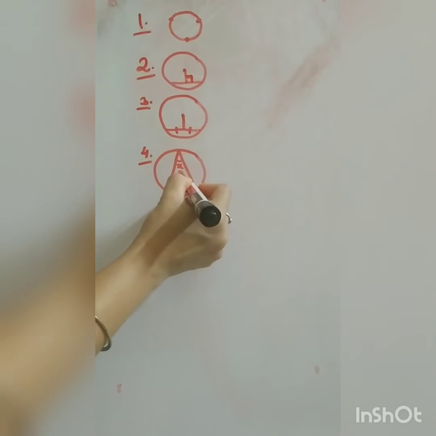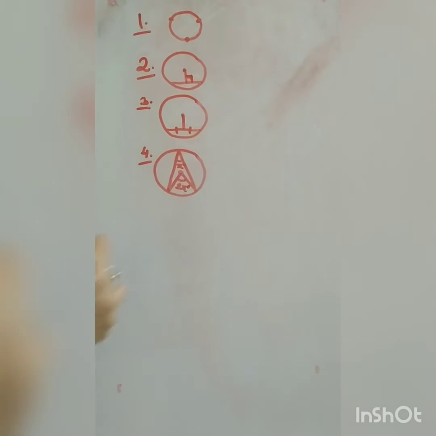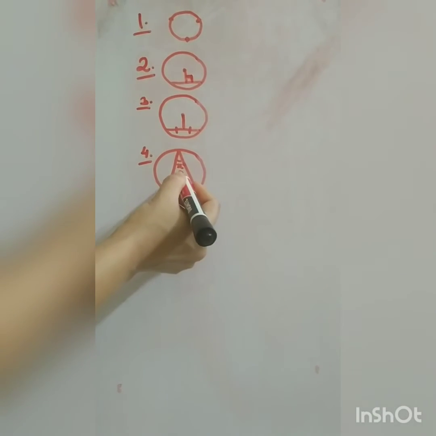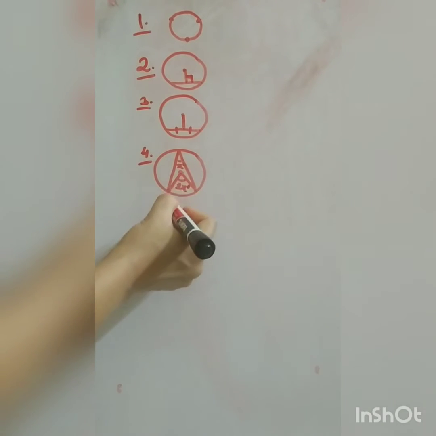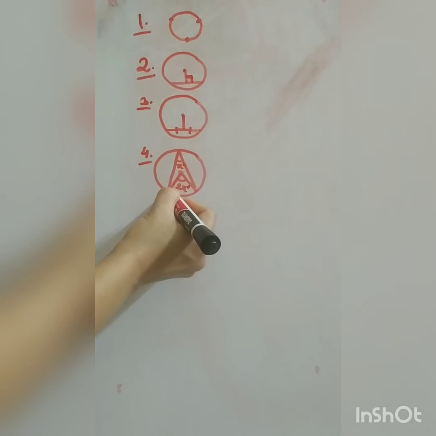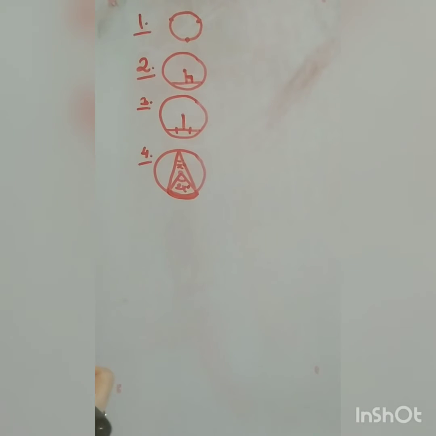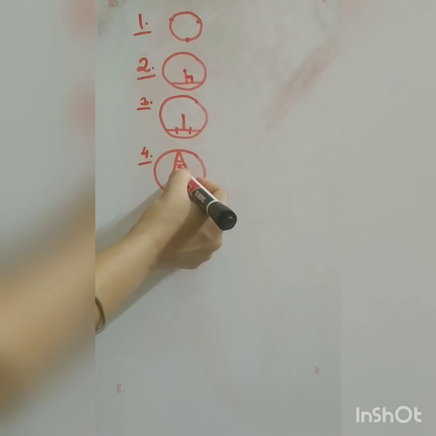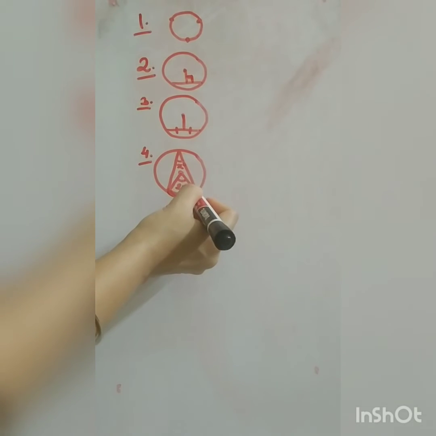Okay. So I'm repeating it. The angle at the center of a circle is double that at the circumference. But what is most important is subtended by the same arc. Okay. So I'm repeating it. The fourth one is, the angle at the center of a circle is double that at the circumference subtended by the same arc.